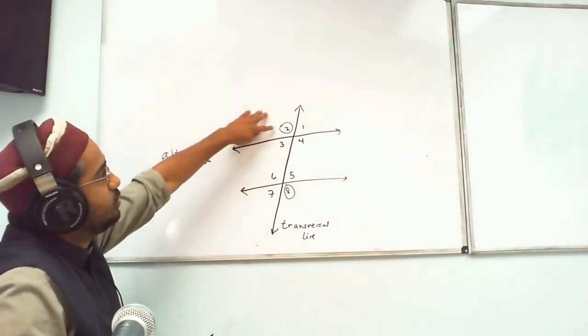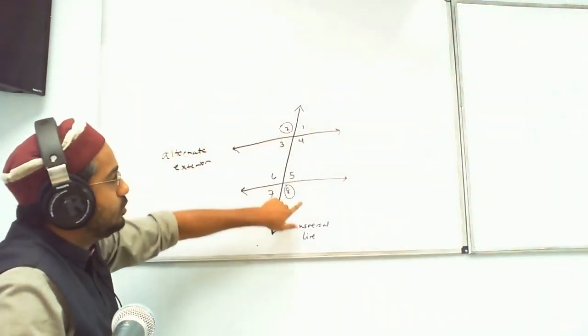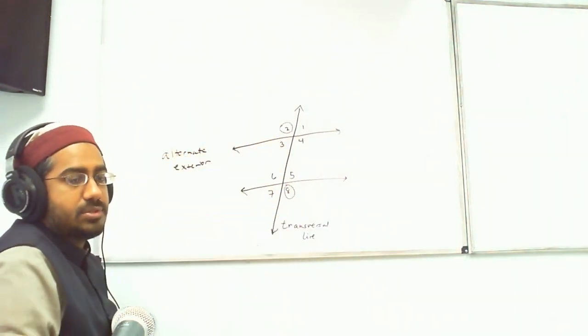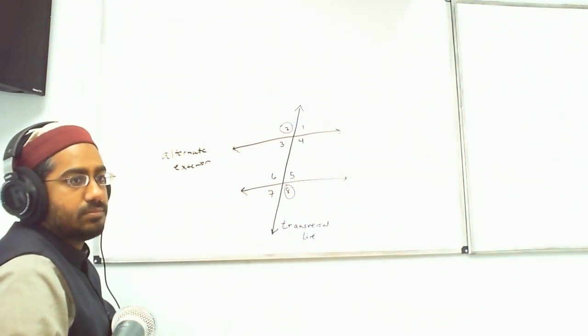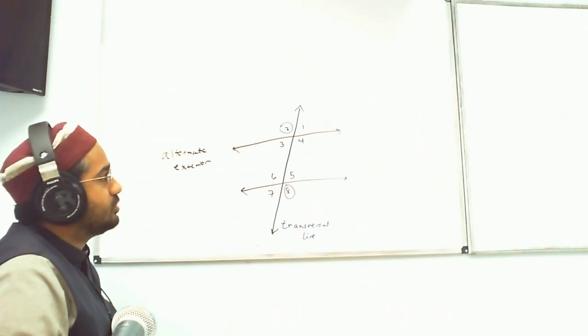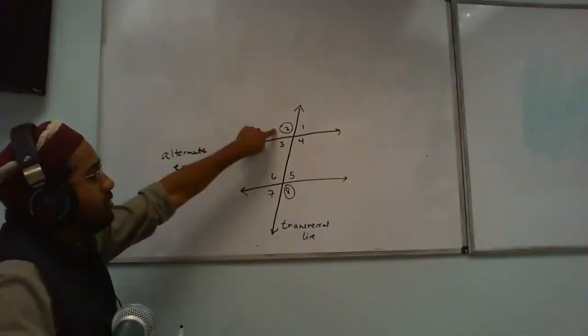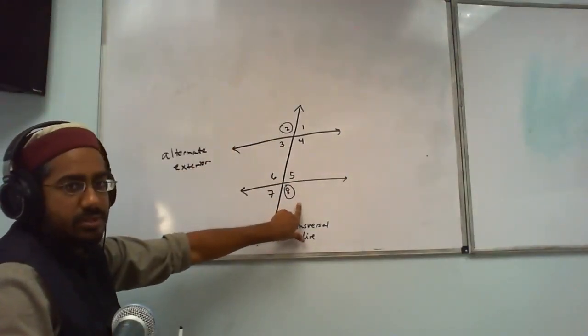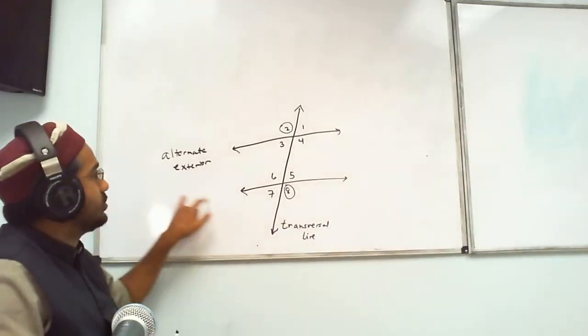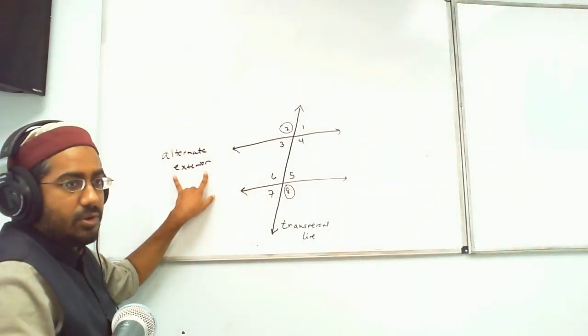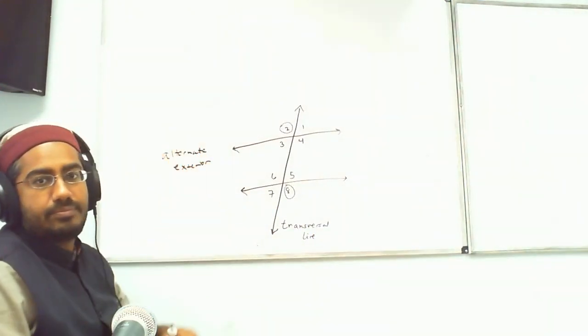So what is the relationship between angles 2 and 8 in terms of their measurements? They're going to be congruent. They're going to be the same measurement. If this is 120 degrees, this is going to be 120 degrees, right? So alternate exterior angles are going to be congruent.